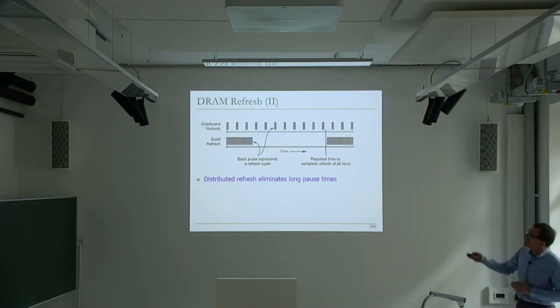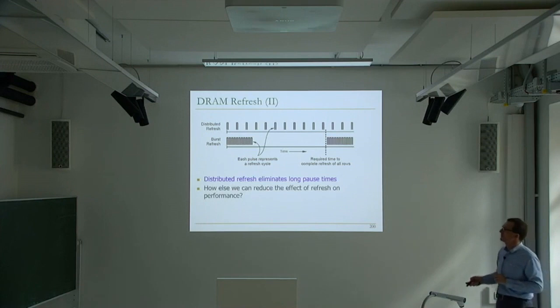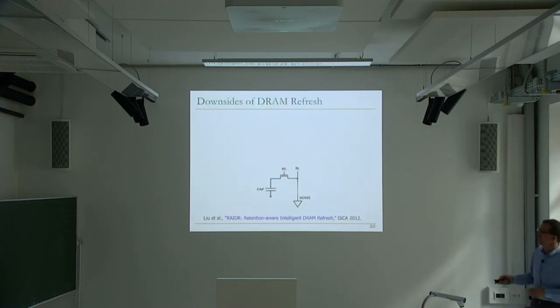Okay, so in the past, it used to be this bad picture. As you could see, you refreshed all of the rows at the same time, and clearly that leads to a very long pause time if you needed to access DRAM at this point in time. Okay, distributed refresh eliminates long pause times. How else can we reduce the effect of refresh on performance? Basically, if we can reduce the number of refreshes, that would be great. Right? And that's what this paper proposes.